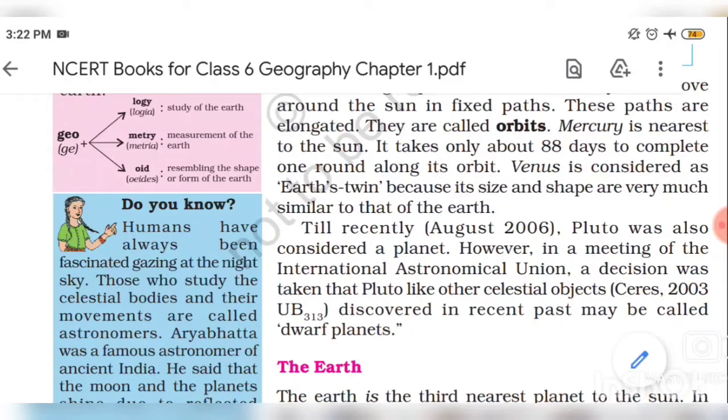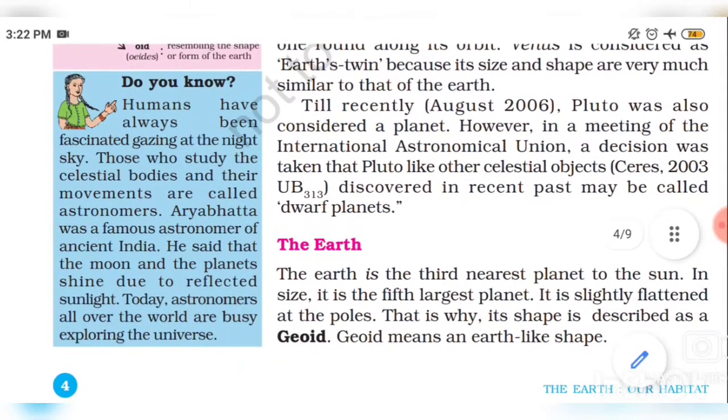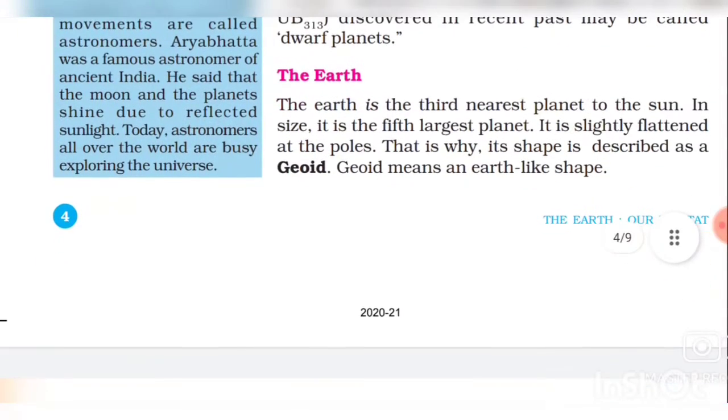Until 2006, Pluto was considered a planet. However, in the meeting of the International Astronomical Union, a decision was taken that Pluto, like the celestial objects discovered in the recent past, may be called a dwarf planet. Why dwarf planet? Because according to the International Astronomical Union, a planet can be called a planet if its mass is more than 27% of Pluto's. That's why Pluto is called the dwarf planet.